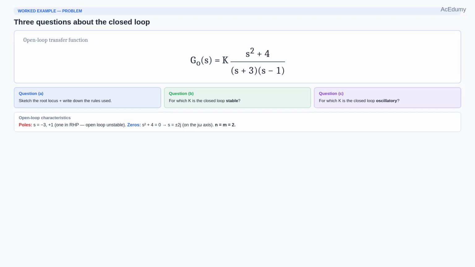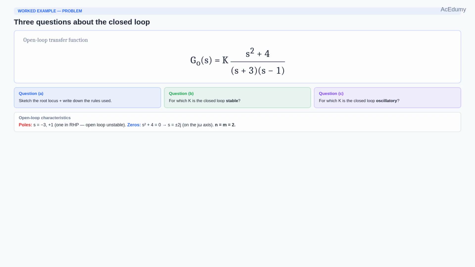The problem. We are given the open-loop transfer function G_o(s) equals K times (s squared plus 4) divided by (s plus 3)(s minus 1). K is a free gain. The system is in a unity feedback loop, so we ask 3 questions about the closed loop.